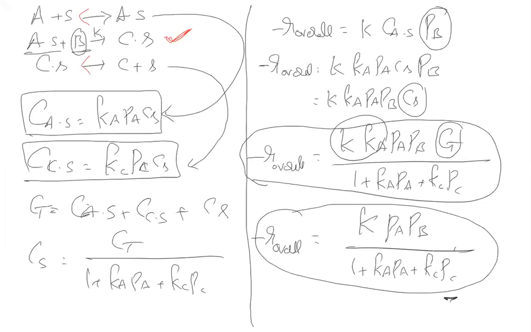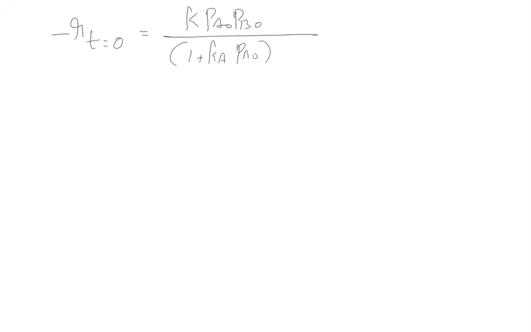Everybody done? Then what is rate at time t equal to 0? Suppose somebody asks what is rate at time t equal to 0, then it is k into PA naught PB naught by, initially there is no C formation, no Ka into PA naught. So this is what is PA naught?